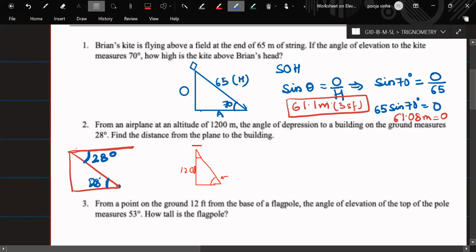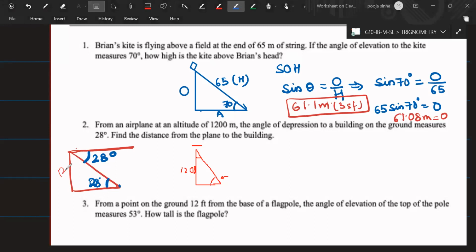Remember this, okay? So rest, everything was correct. Did you get it? Okay. So we can now do the question. Now this one is 1200. This is 1200. I'll do it.